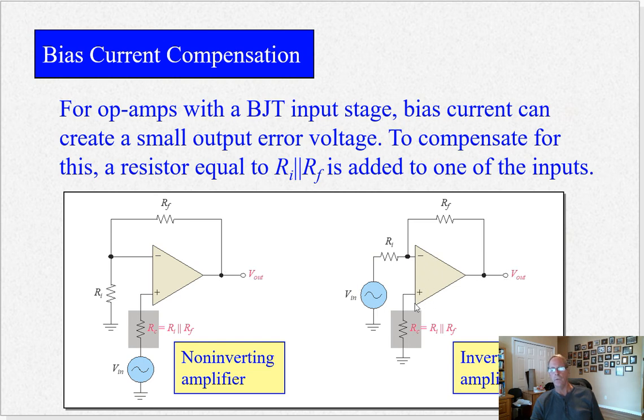Okay. So what we usually do is add a resistor to the non-inverting input. In the inverting case, it goes to ground. In the non-inverting case, it's in series with the source. And that resistor is equal to the parallel combination of the two resistors here, the input resistor and the feedback resistor. Very common to do that. So for example, if you have 10K for RF and 10K for RI, 10K in parallel with 10K is what? 5K. So you put a 5K resistor right here.